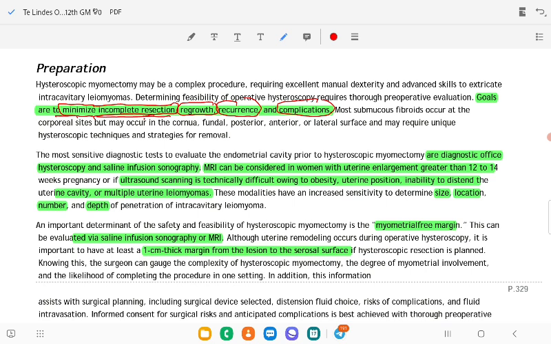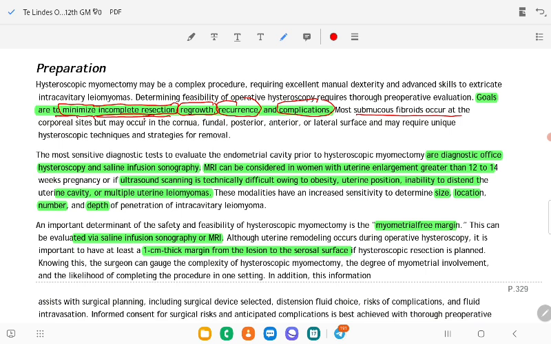Most submucosal fibroids occur at the fundal site, but they may also occur at other sites, such as the cornual, fundal, posterior and anterior lateral surfaces. These may require unique procedures.